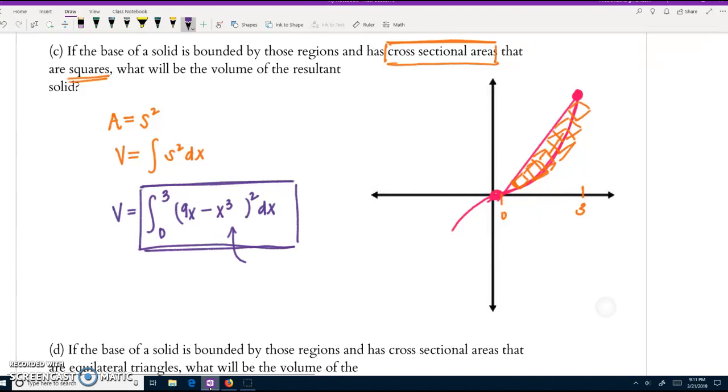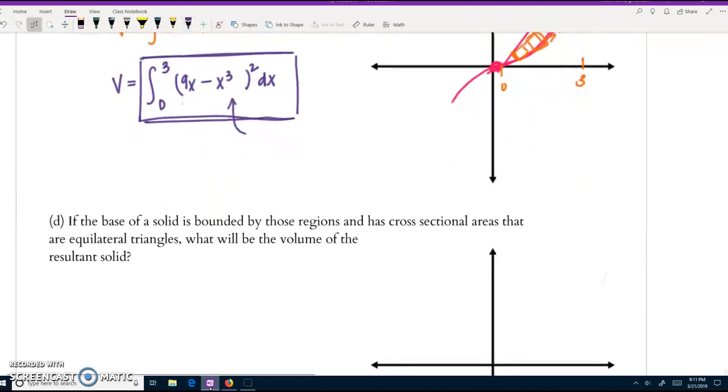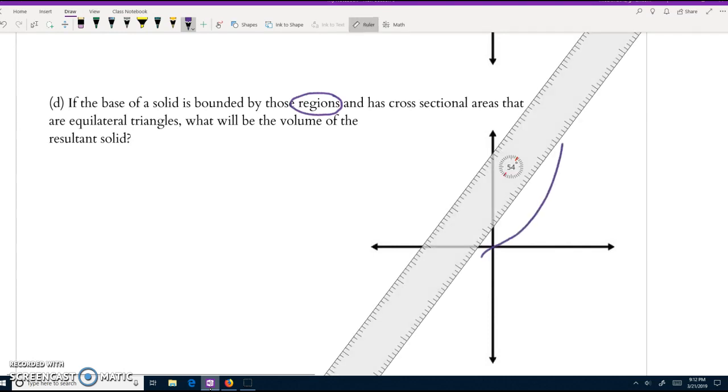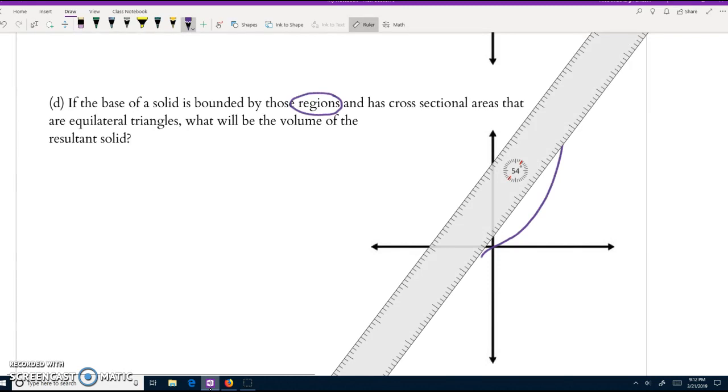Then, part D, we're going to change our question up just a little bit. This says, if the base of the solid is bounded by those regions, so still the line and the cubic function from up above, and has cross-sectional areas that are equilateral triangles, what will be the volume of the resultant solid? So this time, I still have that cubic function here. I still have this line intersecting.